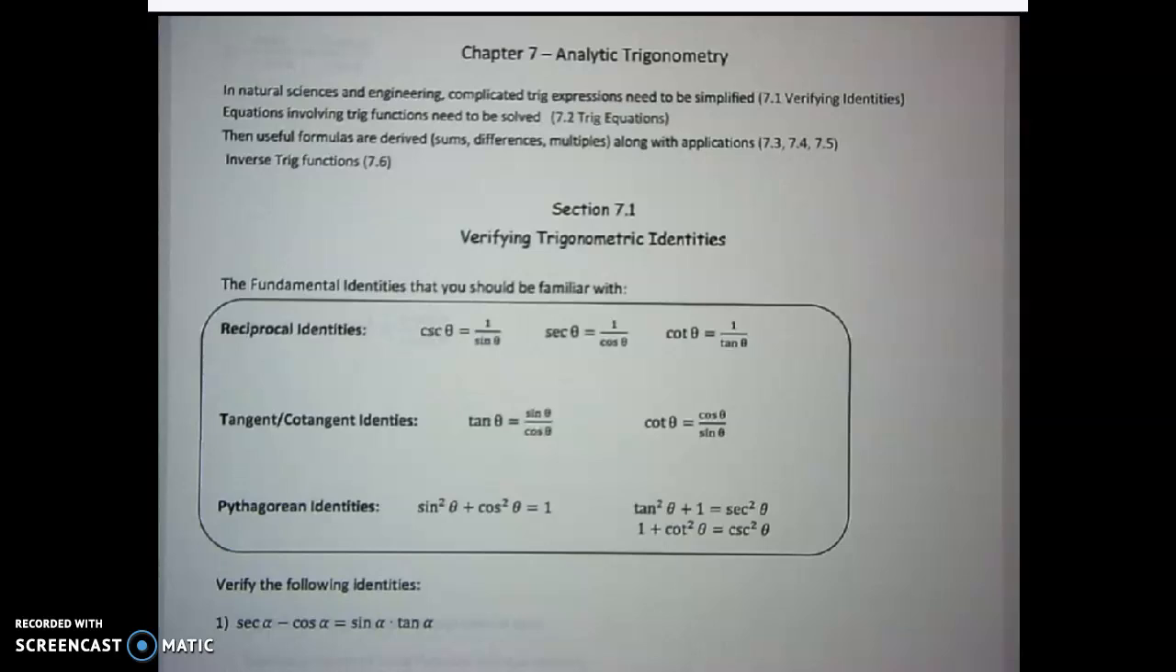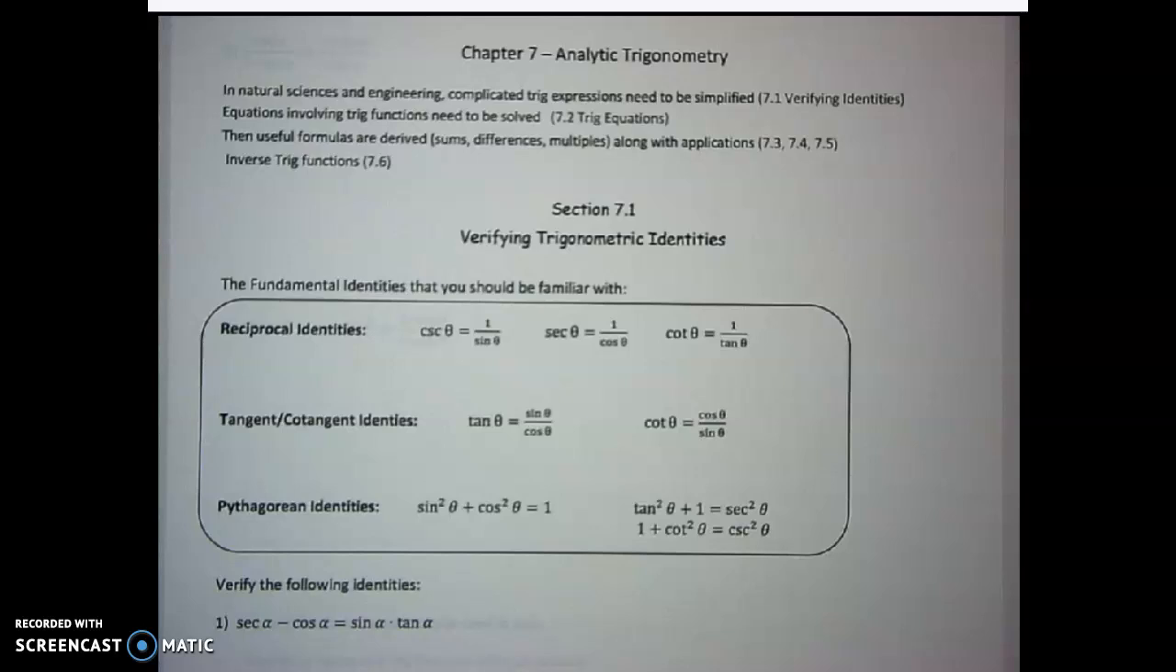And really for the Pythagorean identities, the only one that you need to remember is sine squared plus cosine squared equals 1. We get the other two from it. If we divide everything by cosine squared in that first equation, we get sine over cosine squared plus cosine over cosine squared equals 1 over cosine squared. That's how we get tangent squared plus 1 equals secant squared. Similarly, if we were to divide everything by sine squared, we would get the bottom Pythagorean identity.